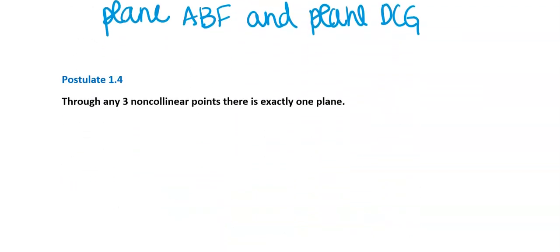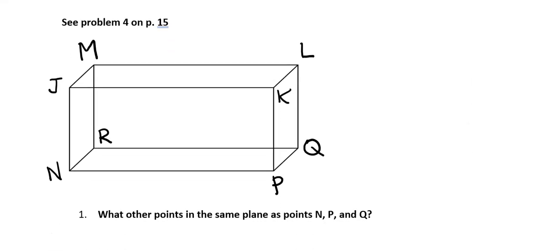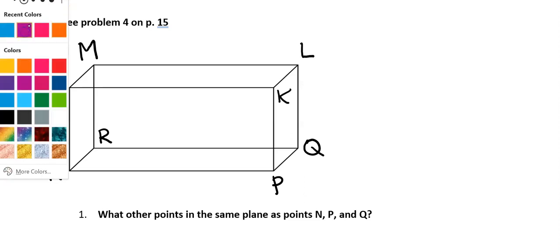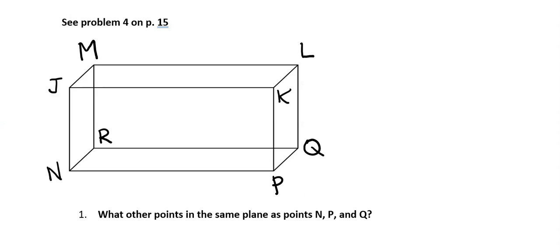Postulate 1.4: through any three non-collinear points, there is exactly one plane. And here's our last example. See page 15, it's problem 4. We have a rectangular prism. We'll learn more about that later.